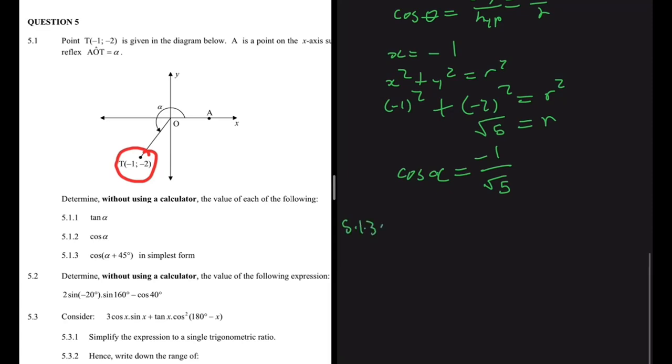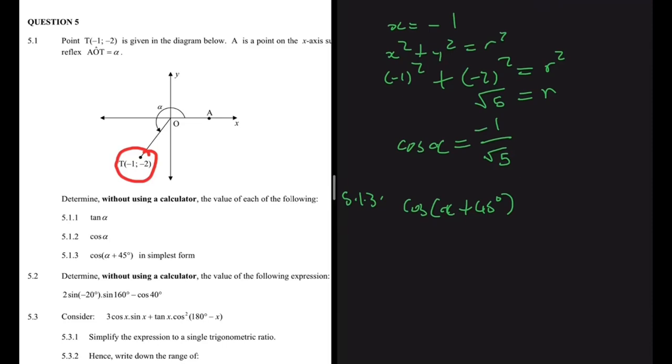And we can move to 5.1.3. So 5.1.3 says cos of alpha plus 45 in its simplest form. So we have cos of alpha plus 45 degrees in its simplest form. Let's not forget, we're supposed to do this without using a calculator, right? Now it will be a good time for you to pull out your trig identities, right?